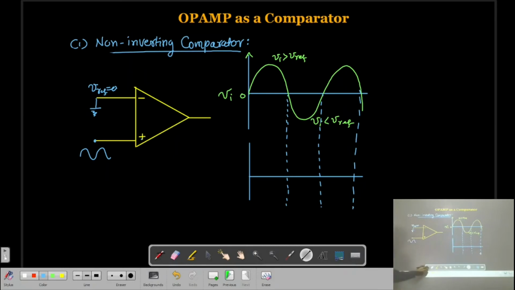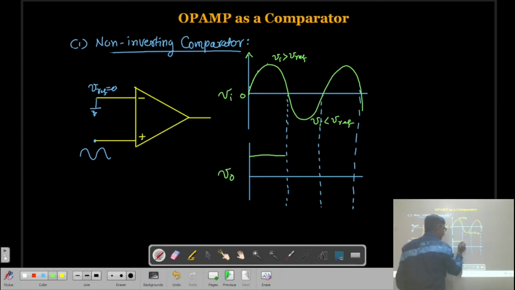Correct? We want to plot an output, remember. Whenever the input voltage is greater than the V reference, then we know that the output is going to be in plus V saturation. Here this input voltage is 0, this is 0.1 volt, 0.5 volt, 1 volt, 2 volt. For all these values, the output voltage will be plus V saturation.